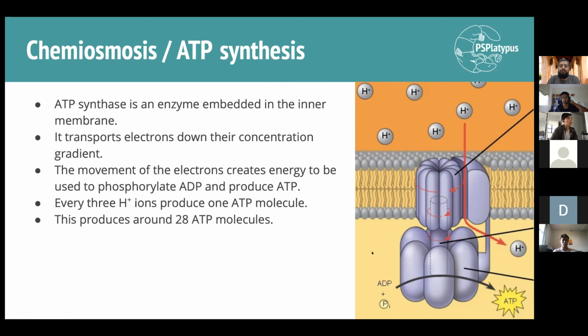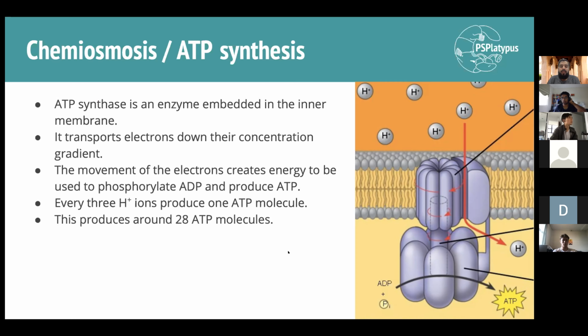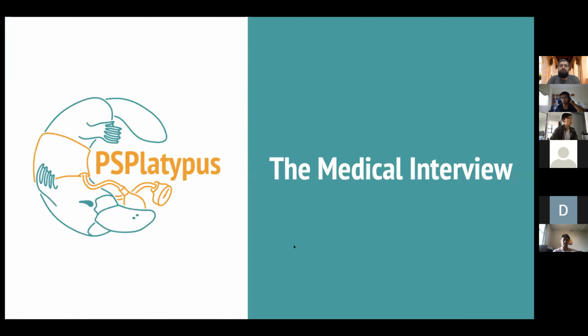At the end, this will produce about 28 ATP molecules. And in total, this process will produce 32 ATP molecules.